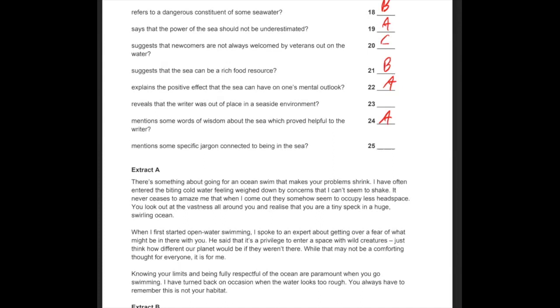So 20 is C, reveals that the writer was out of place in a seaside environment. Now, the writer wasn't exactly out of place. Of course, they're still trying, they haven't really put themselves into that environment in the first place, right? They haven't really gone out into the water and started surfing. They're just still trying to learn the technical terms and learn how to surf. But the other thing is it says seaside environment, right? So seaside means next to the beach, right? It doesn't mean in the water itself, which is another clue that implies that this is not C, this is not the one we're looking for.